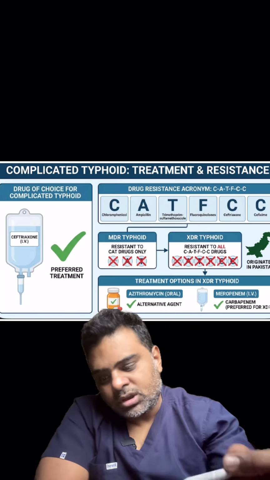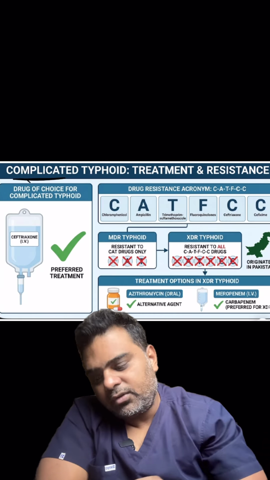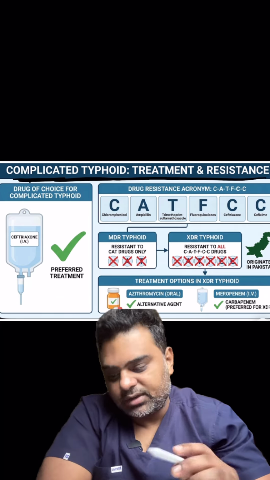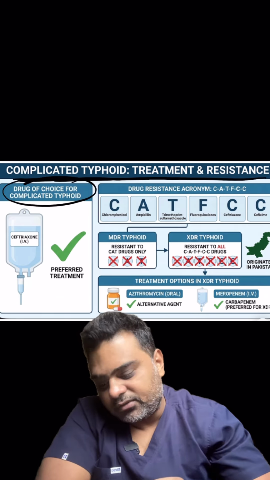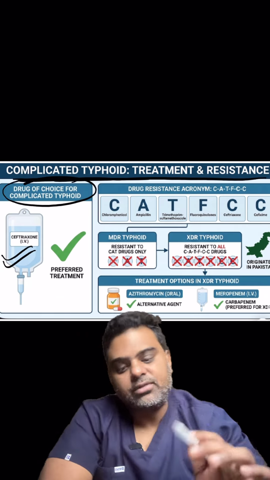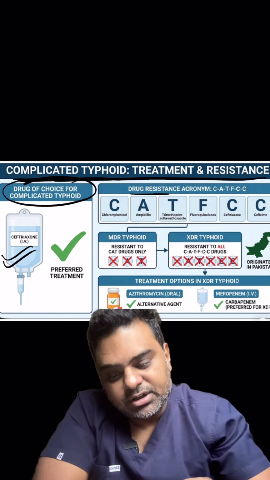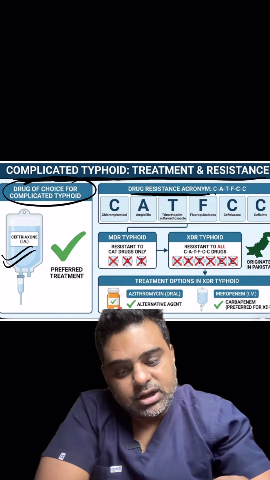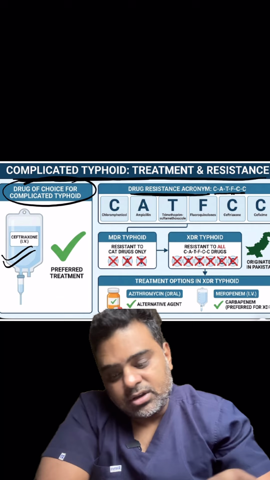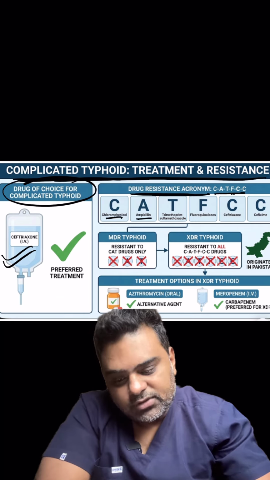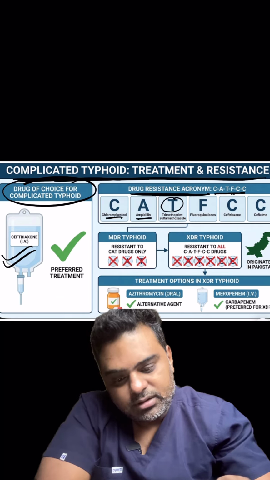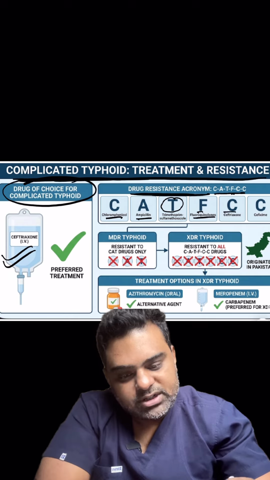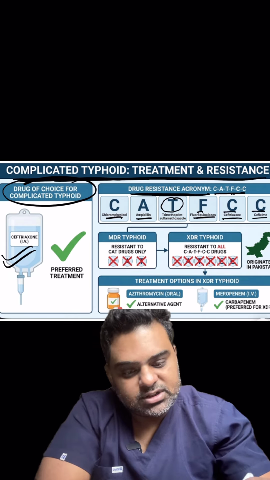So now coming to complicated typhoid, what will you do in cases of complicated typhoid? The drug of choice for complicated typhoid is ceftriaxone, but we have to understand a very important drug resistance that is emerging in typhoid, that is the mnemonic CAT FCC. So C is for chloramphenicol, A is for ampicillin, T is for trimethoprim, F is for fluoroquinolones, and C is for ceftriaxone, and next is for cefixime.